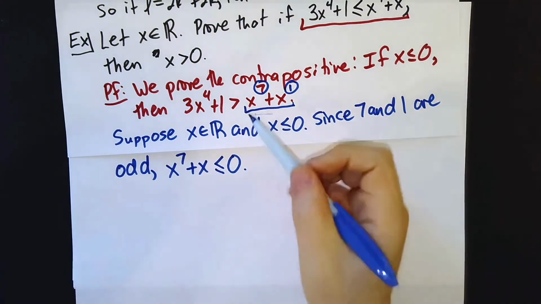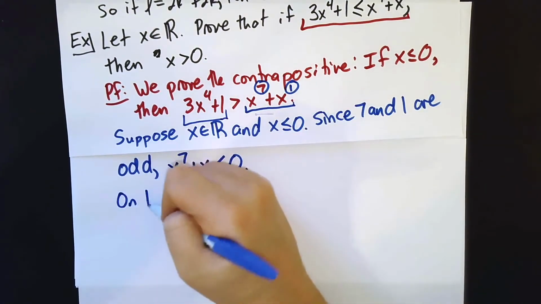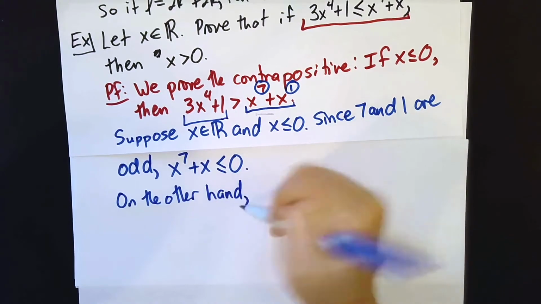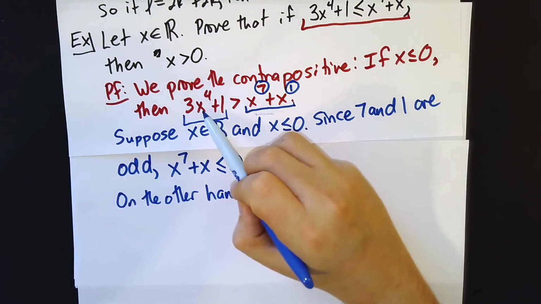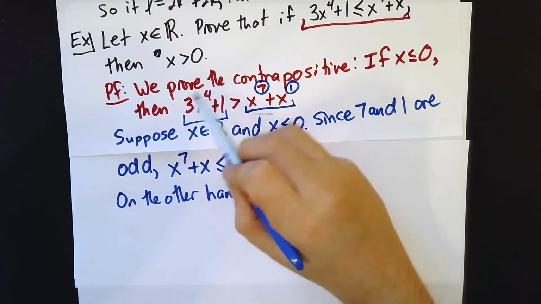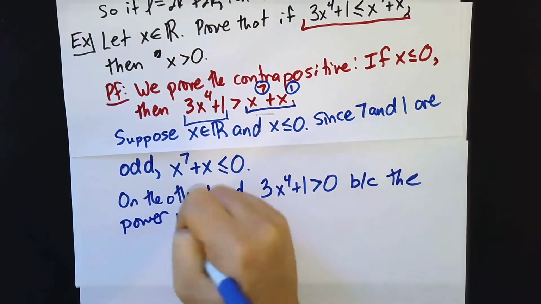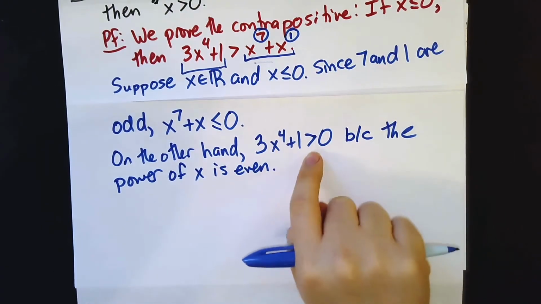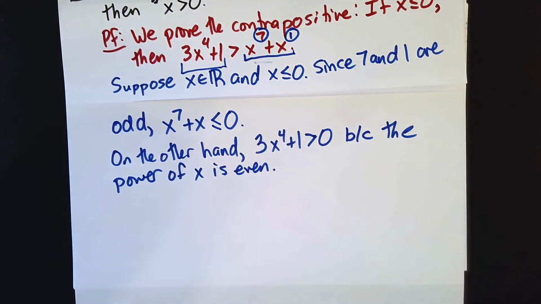On the other hand, let's look at this other piece. And namely, the thing I have to realize here is 3x to the 4th plus 1 is always positive, right? Because this is an even power, and so whether the x happens to be negative or positive or 0, this thing is always non-negative, and then I add 1, and that makes it positive. Okay, but now 3x to the 4th plus 1 is strictly greater than 0, which is then greater than or equal to x to the 7th plus x.